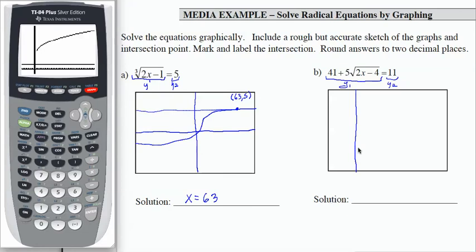So let me just draw kind of what we have here. And then the radical part is that, and the y equals 11 is here. They do not cross, meaning there is no solution for this particular equation.